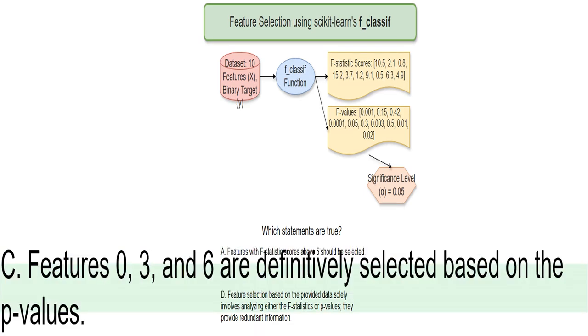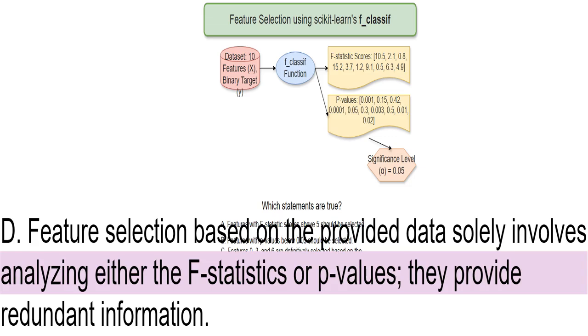This option claims features 0, 3, and 6 are definitely chosen. Let's examine this. I need to check the p-values for those features. If their p-values are below 0.05, then indeed they should be selected. It looks promising. This statement asserts that we can use only f statistics or p-values. That's incorrect. The f statistic and p-value give related but different information. The f statistic measures effect size, and the p-value gives the probability under the null hypothesis, which we use with the significance level to make a decision.